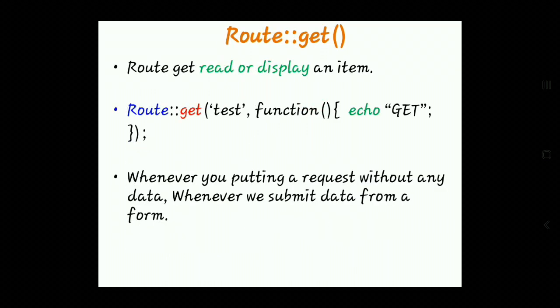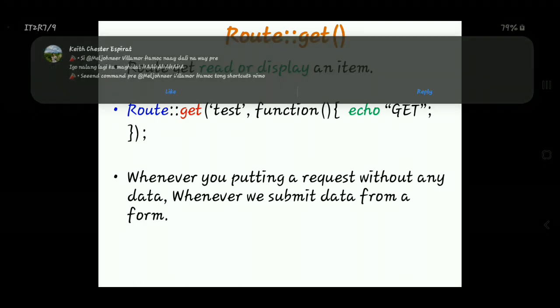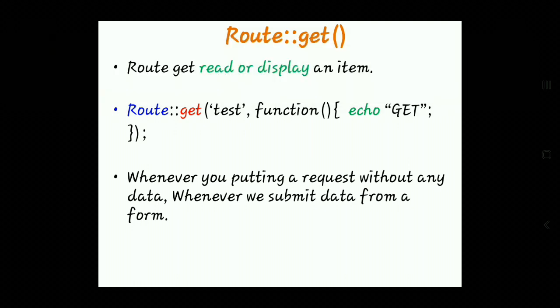Next is the read. Route get reads or displays an item. Route get test function echo. This will output in our localhost or our URL, since we use Route get. Whenever you put in a request without any data, we never receive data from a form.